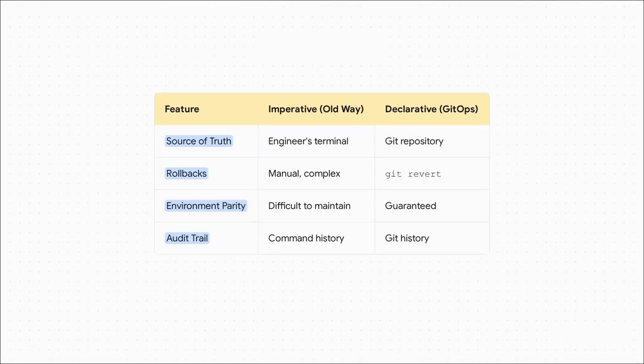And this table, man, it just drives home what a game changer this is. Look at this. Your source of truth goes from some engineer's laptop to a central Git repo that everyone can see. Rollbacks, they go from a panicked, complicated mess to a simple, safe git revert command. Because the repo defines everything, you're guaranteed that your staging and prod environments are identical. And your audit trail, it's not some messy command history anymore. It's the clean, unchangeable history of Git itself.